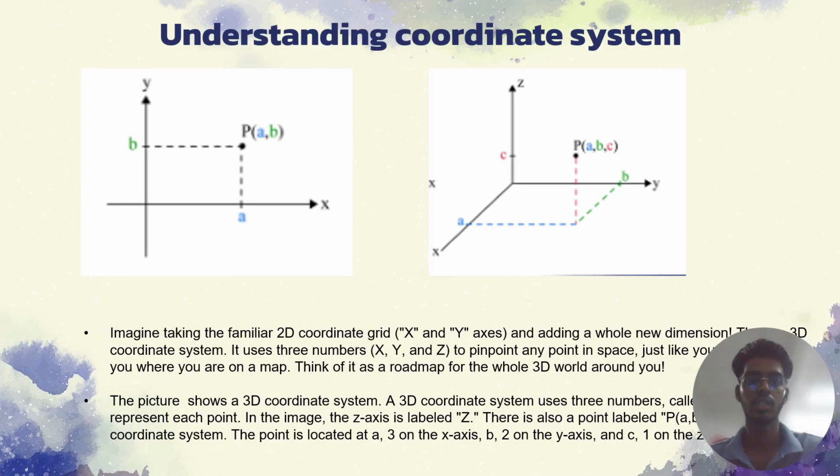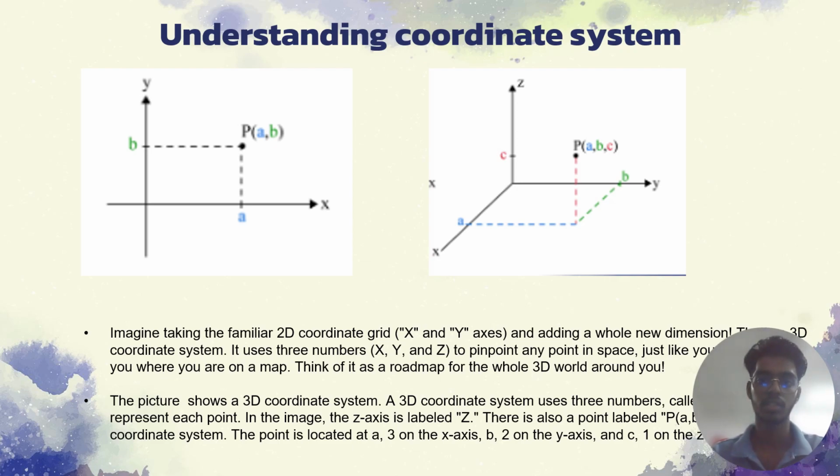Imagine taking the familiar 2D coordinate grid, x and y axis, and adding a whole new dimension, that's a 3D coordinate system. It uses three numbers x, y and z to pinpoint any point in space, just like your address tells you on a map. Think of it as a roadmap for the whole 3D world around you. The picture shows a 3D coordinate system.